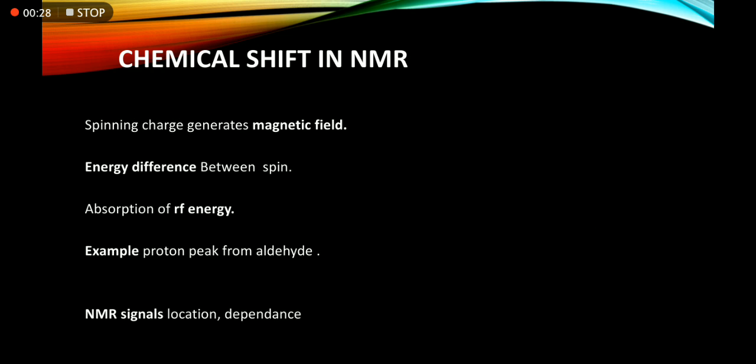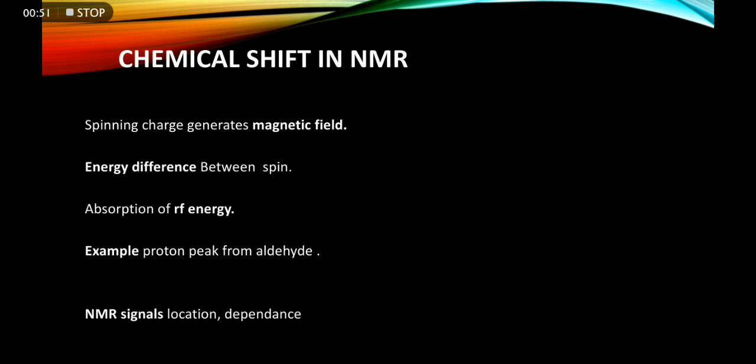First is about the magnetic field. A spinning charge generates a magnetic field that results in a magnetic moment proportional to the spin. In the presence of an external magnetic field, two spin states exist, one spin up and one spin down, where one aligns with the magnetic field and the other opposes it.